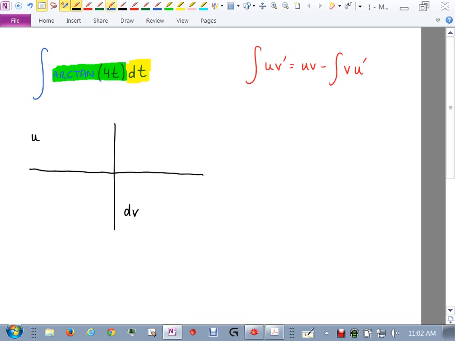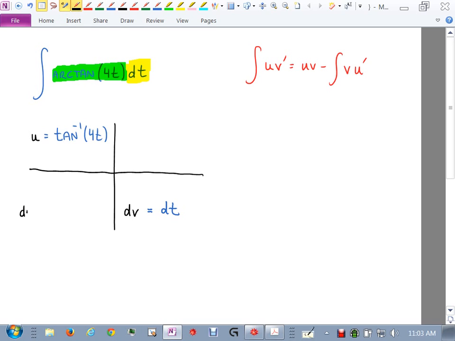Now I'm going to switch my notation. Instead of writing arctan, I'm going to write the inverse tangent version of it. And then that means that my dv must be what? dt. So when I look at this and I set this up, I'm subconsciously saying, am I going to be able to integrate this one up? So am I going to be able to take the antiderivative of dt? Yes, right? And am I going to be able to take the derivative of arctan? Yes, there's a formula for it. So I've chosen my u and my dv.